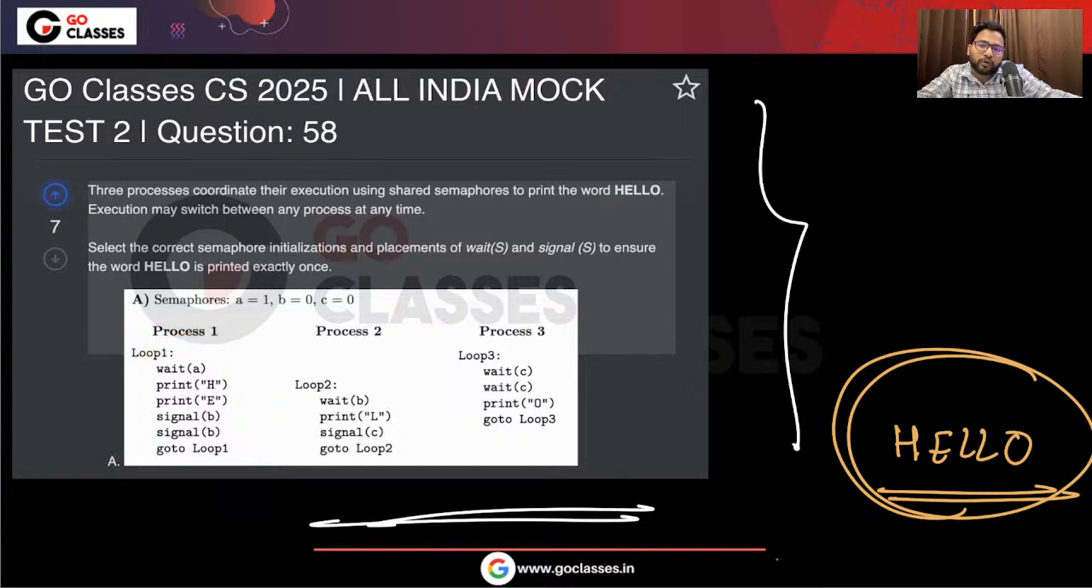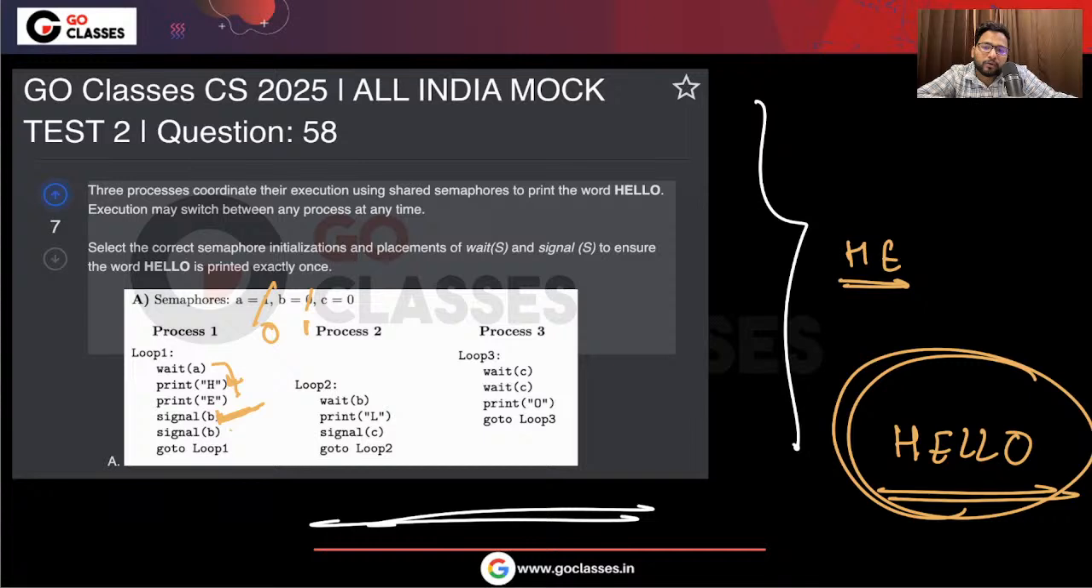So you should be having b 0 and c 0, which seems to be good, right? So you will be first going here because now a will be 0, and then you will say H, E will get printed, and then signal b. Signal b means you will be enabling the signal, which means that now b is 1.